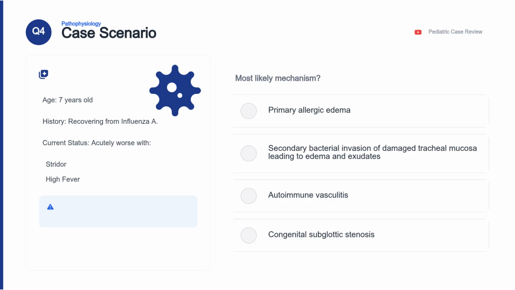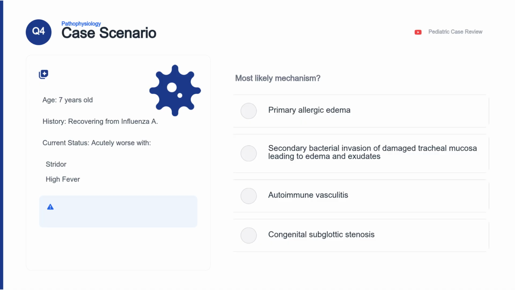Question 4 examines pathophysiology. A 7-year-old child was diagnosed with influenza A infection 5 days ago and was recovering at home with symptomatic treatment. Today, the child acutely deteriorated with new onset high fever, respiratory distress, stridor, and thick secretions requiring emergency department evaluation. The parents report the child was improving yesterday. What is the most likely pathophysiologic mechanism for this acute deterioration?